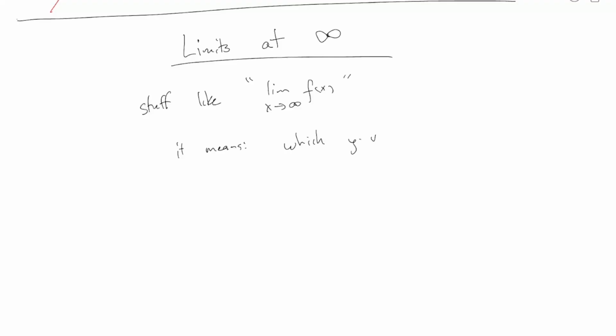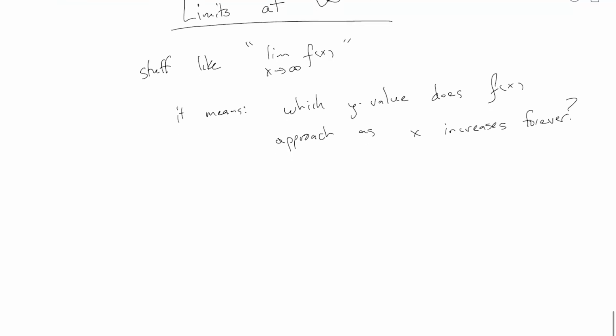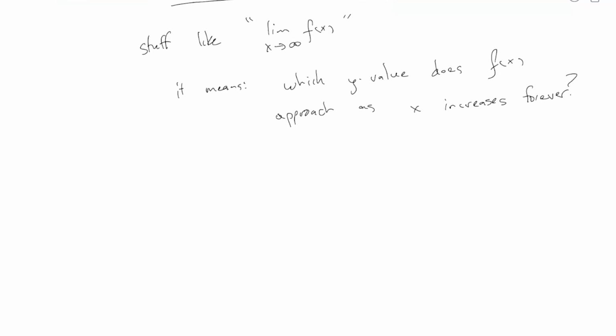which y value does f of x approach as x increases forever? All right? The x itself is not actually approaching a particular point. It's going up and up and up forever. And the question is, what is the y value that f of x approaches when the x increases forever?